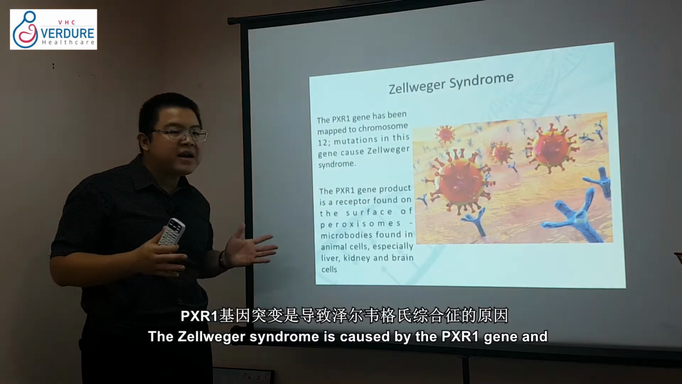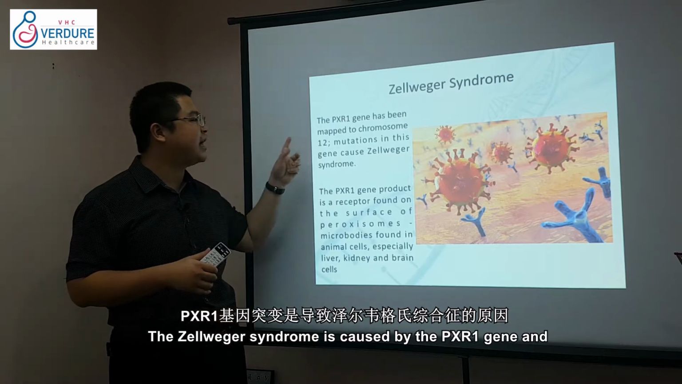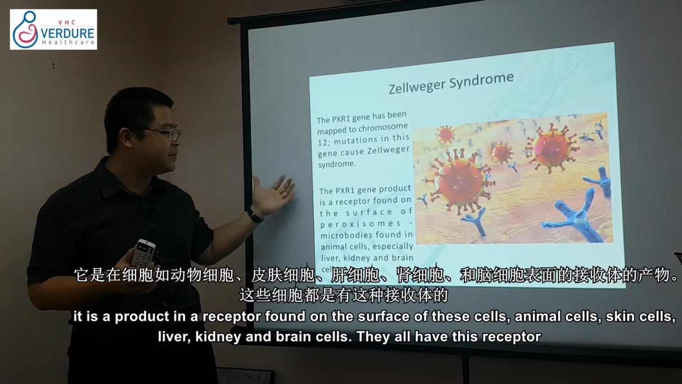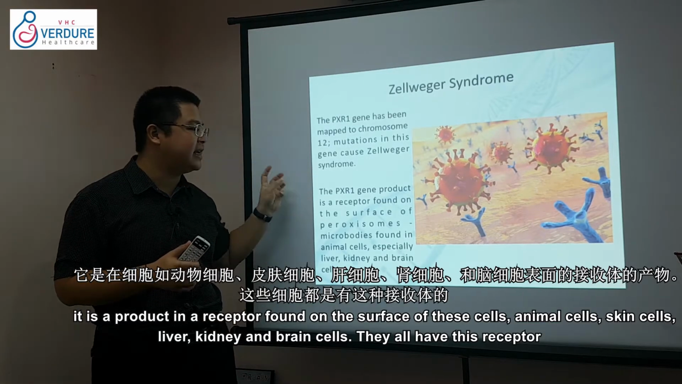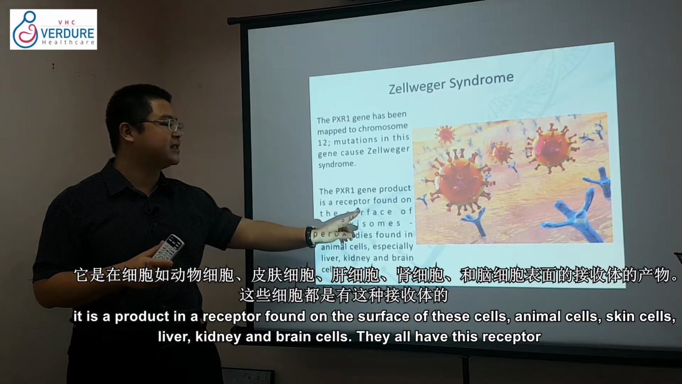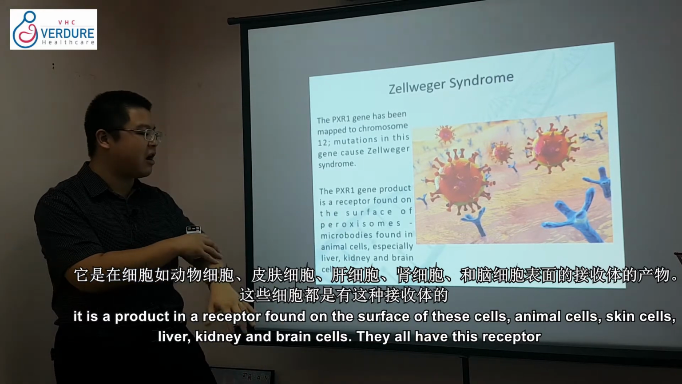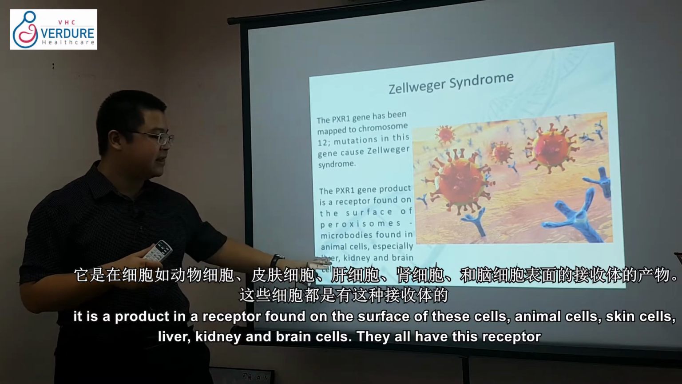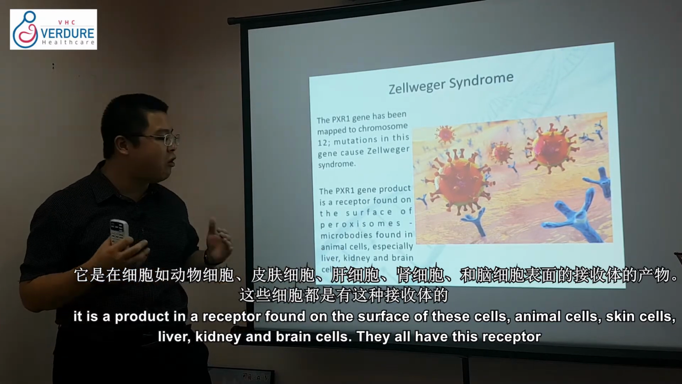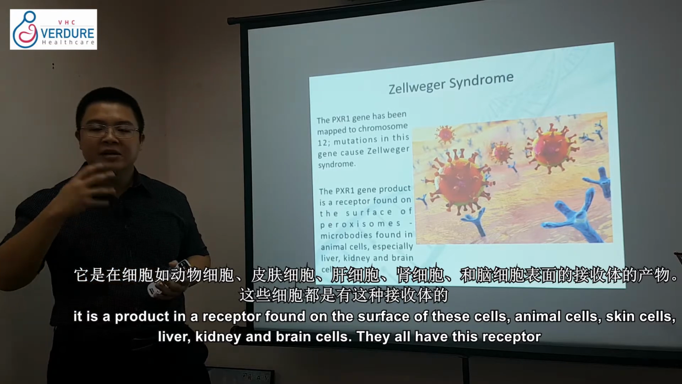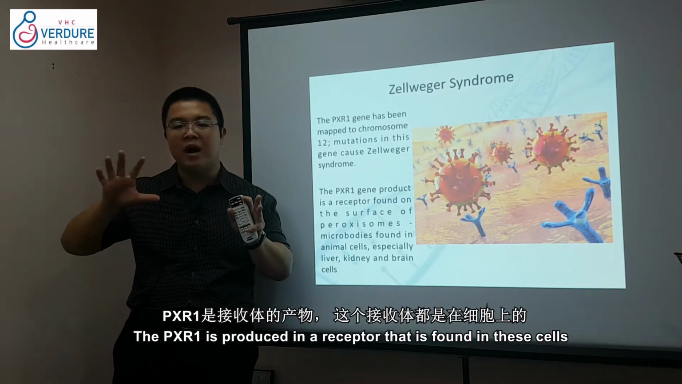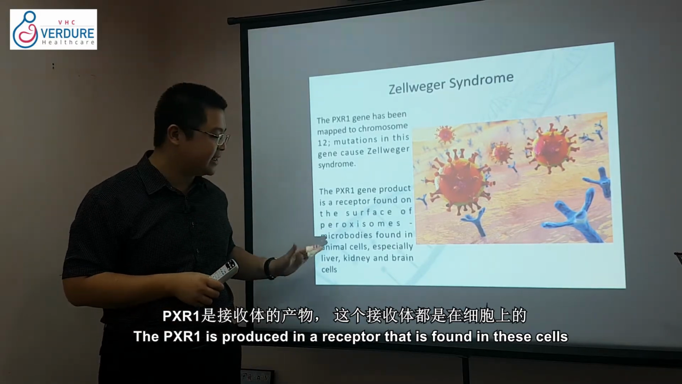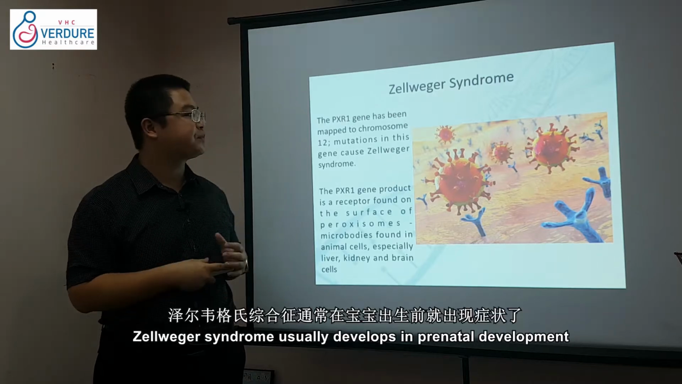Okay, so Zellweger syndrome is caused by a mutation in the PEX1 gene. And the PEX1 gene is a product of receptors found on the surface of these cells, including the animal skin cells, the liver, kidney, and the brain cells. They all have this kind of receptor. So let's just put it in simple terms. The PEX1 is producing a receptor that is found in these animal cells.